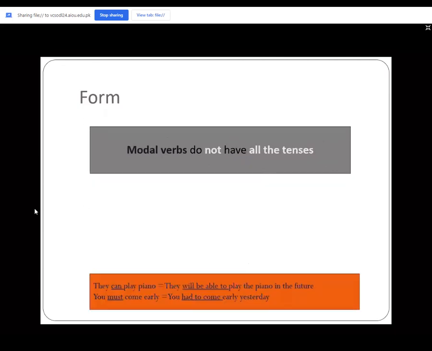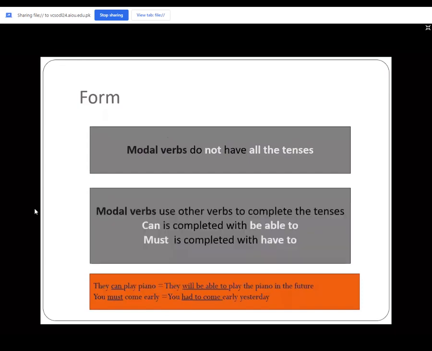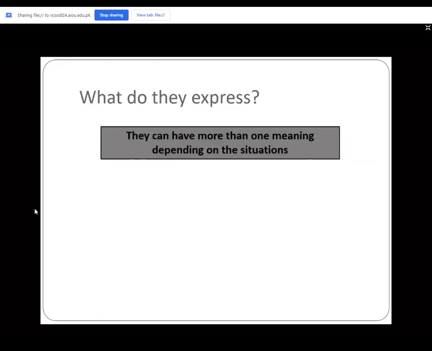Modal verbs do not have all these tenses, right? Modal verbs use other verbs to complete the tense. Can is completed with able to, must is completed with have to. They can play piano, they will be able to play the piano in future. You must come early, you have to come early. So this is their usage.